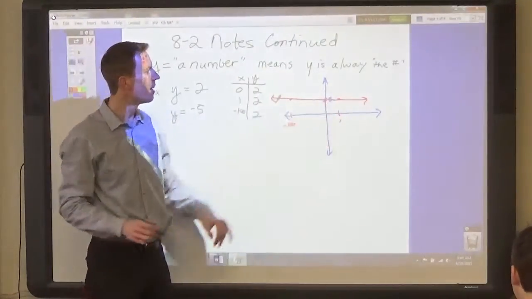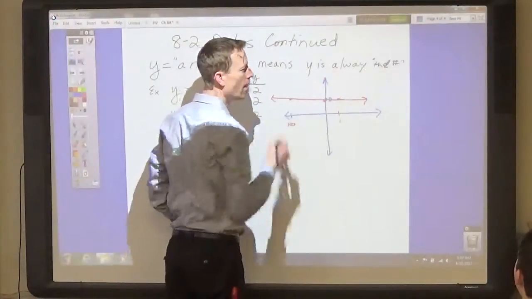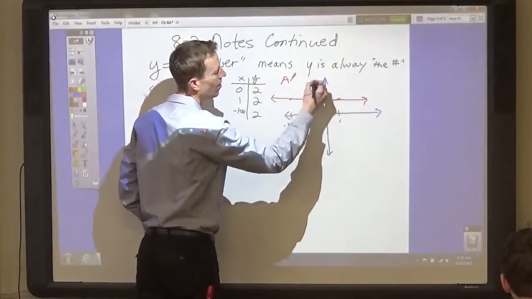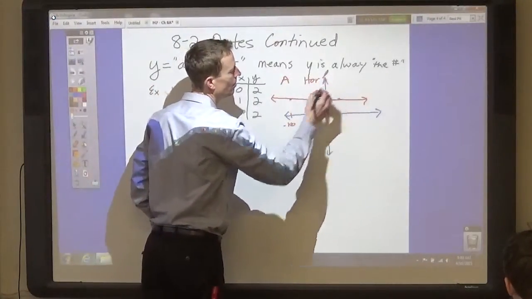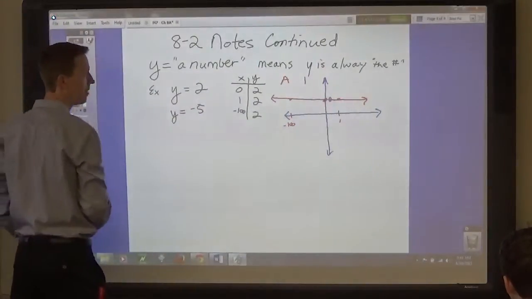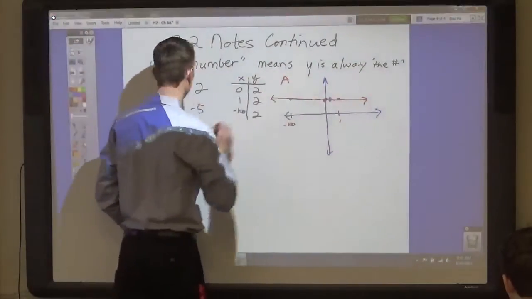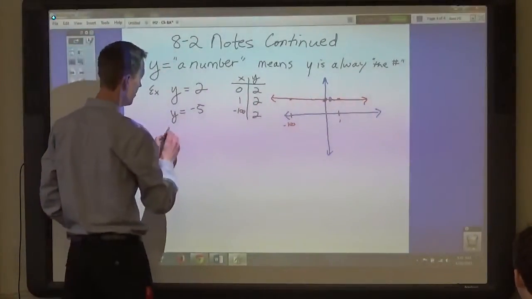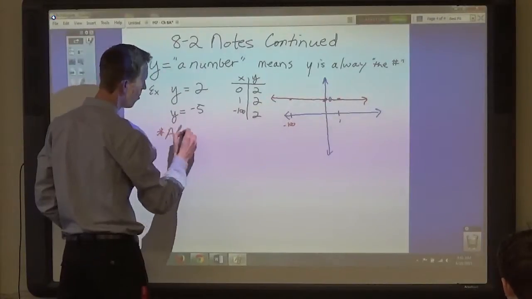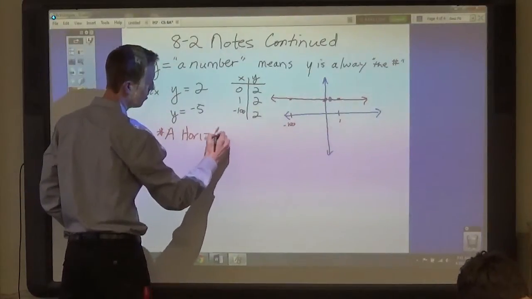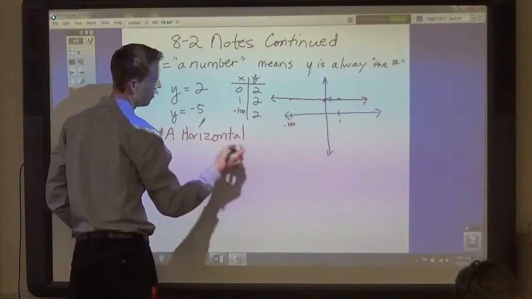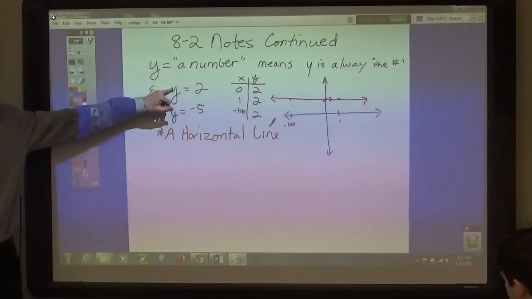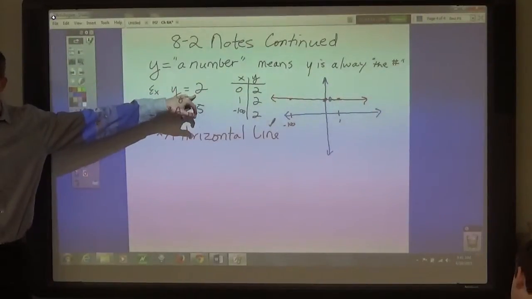Okay? And write that down. It means y is always the number, and it gives you a horizontal line. You make it horizontal like this. I'll put it here. It's a horizontal line. Whenever you have y equals a number, it's a horizontal line.